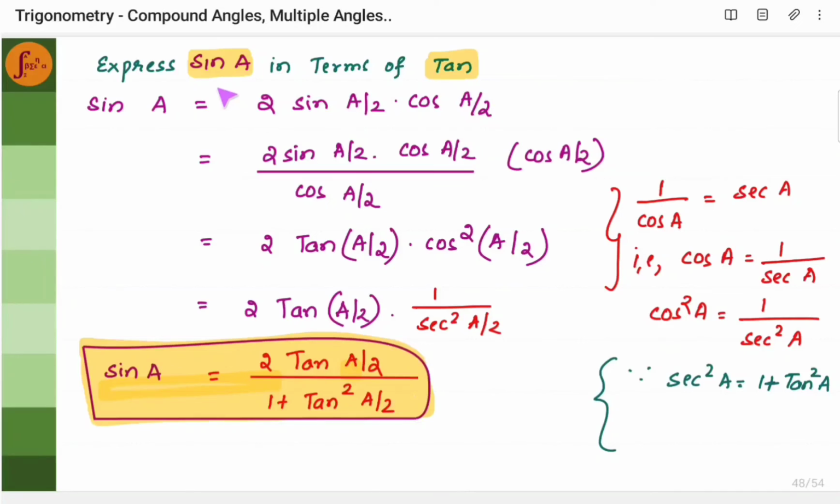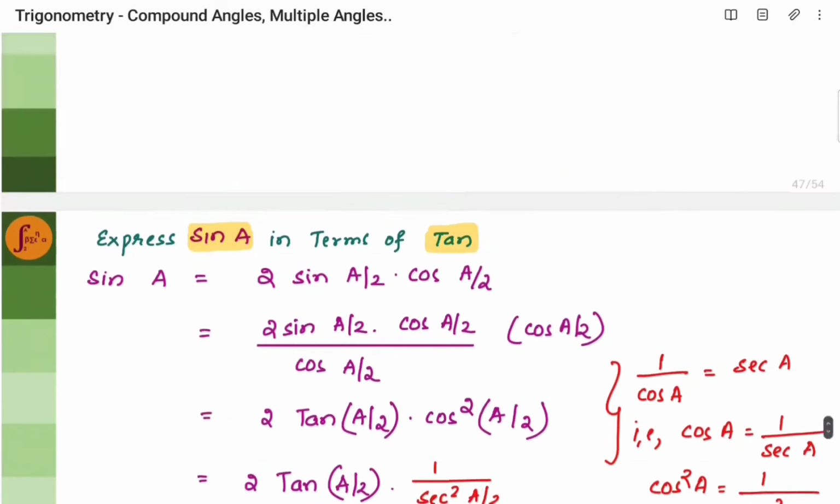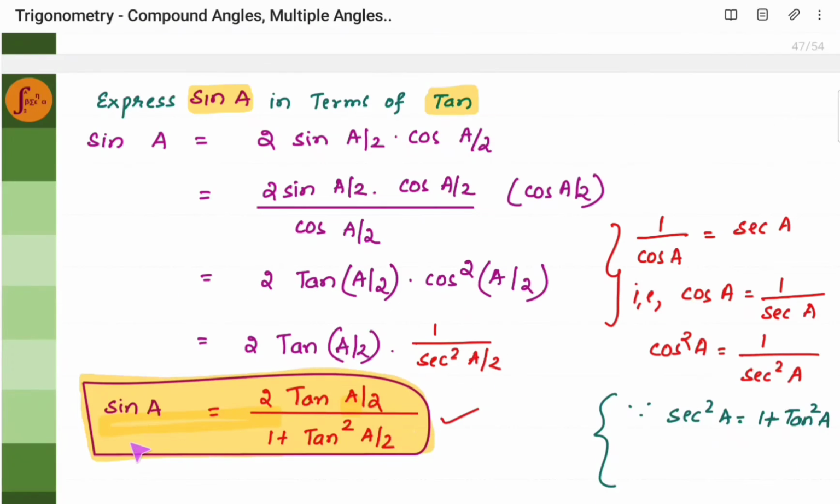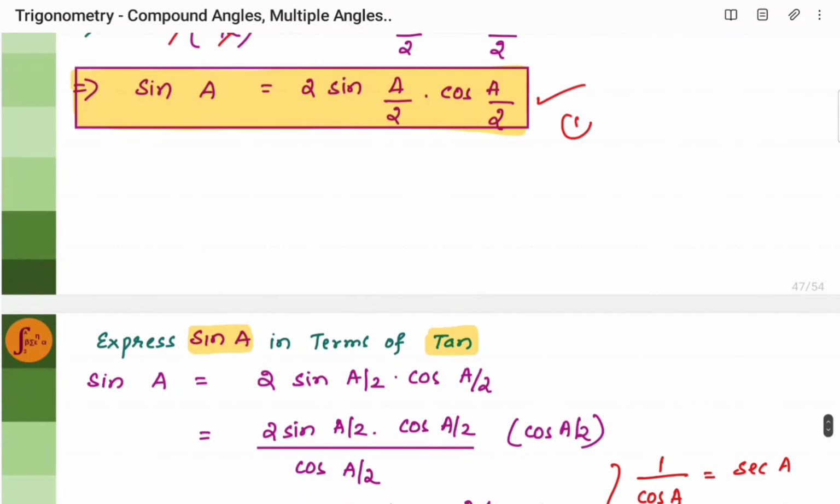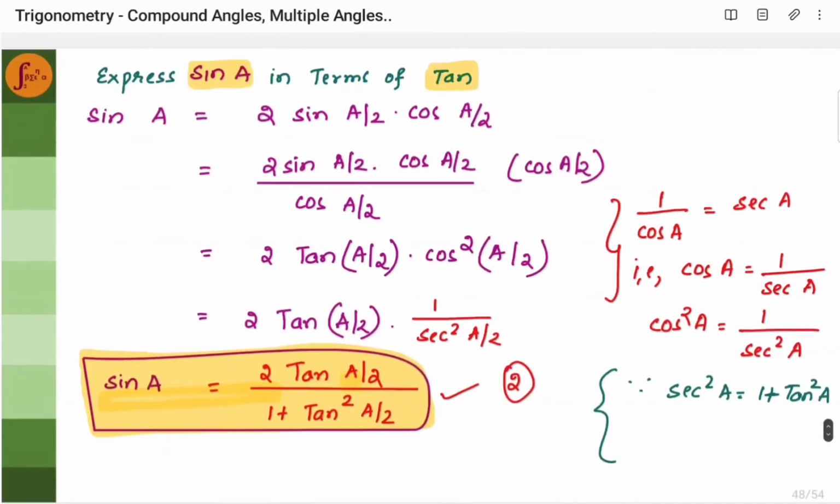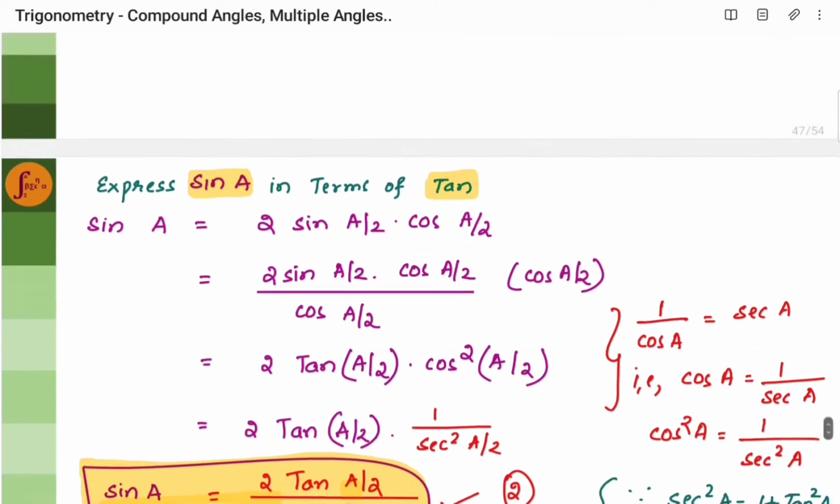We can also express sin A in terms of tan. Here we have sin A in terms of sin and cos. Now we can also get sin A in terms of tan. So basically this becomes another formula for sin A. One formula is this one, and this is the second formula for sin A. What do we have to do for this? I'll start with the multiple angle formula. So what is sin A? We just got sin A.